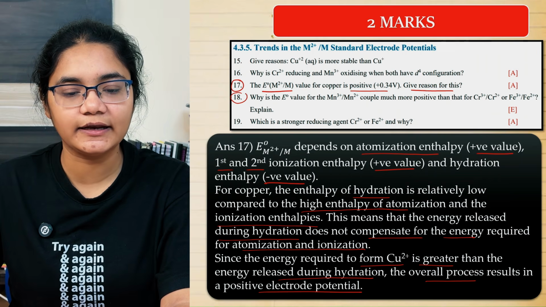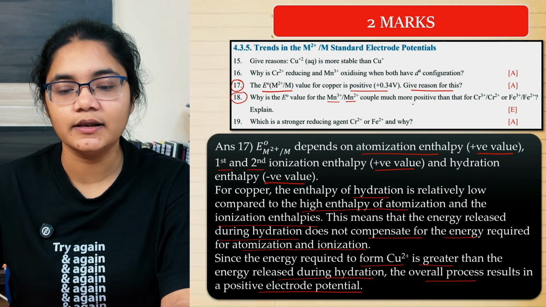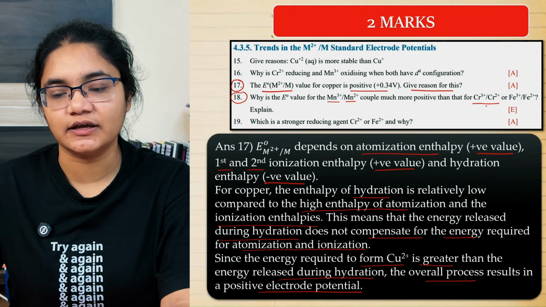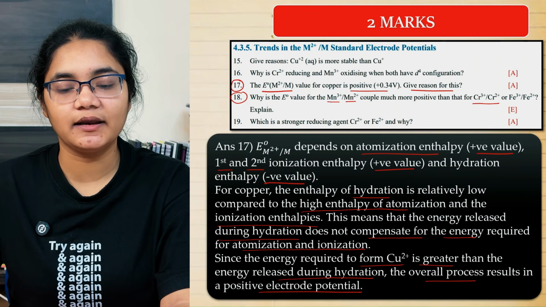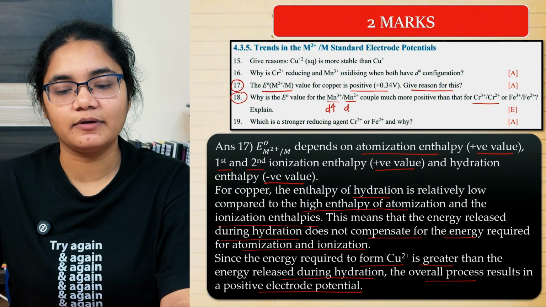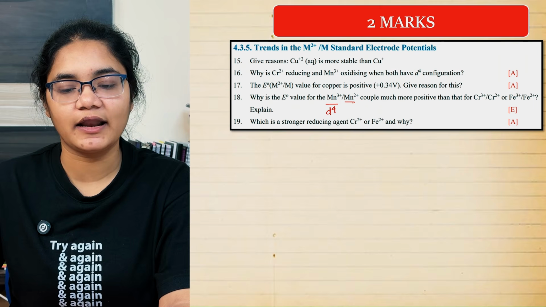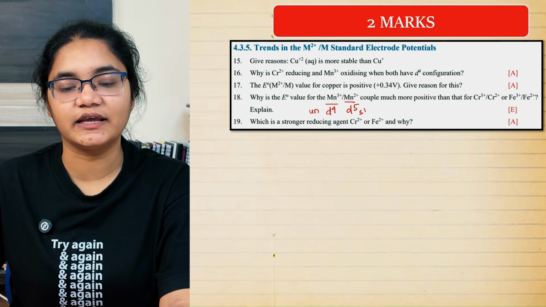Next, question number 18. The E0 value of the Mn+3 to Mn+2 couple is much more positive than that of Cr+3 to Cr+2 or Fe+3 to Fe+2. Explain. Now, Mn+3 is d4 and Mn+2 is d5, right? So from an unstable state, it is going to a stable state, right?